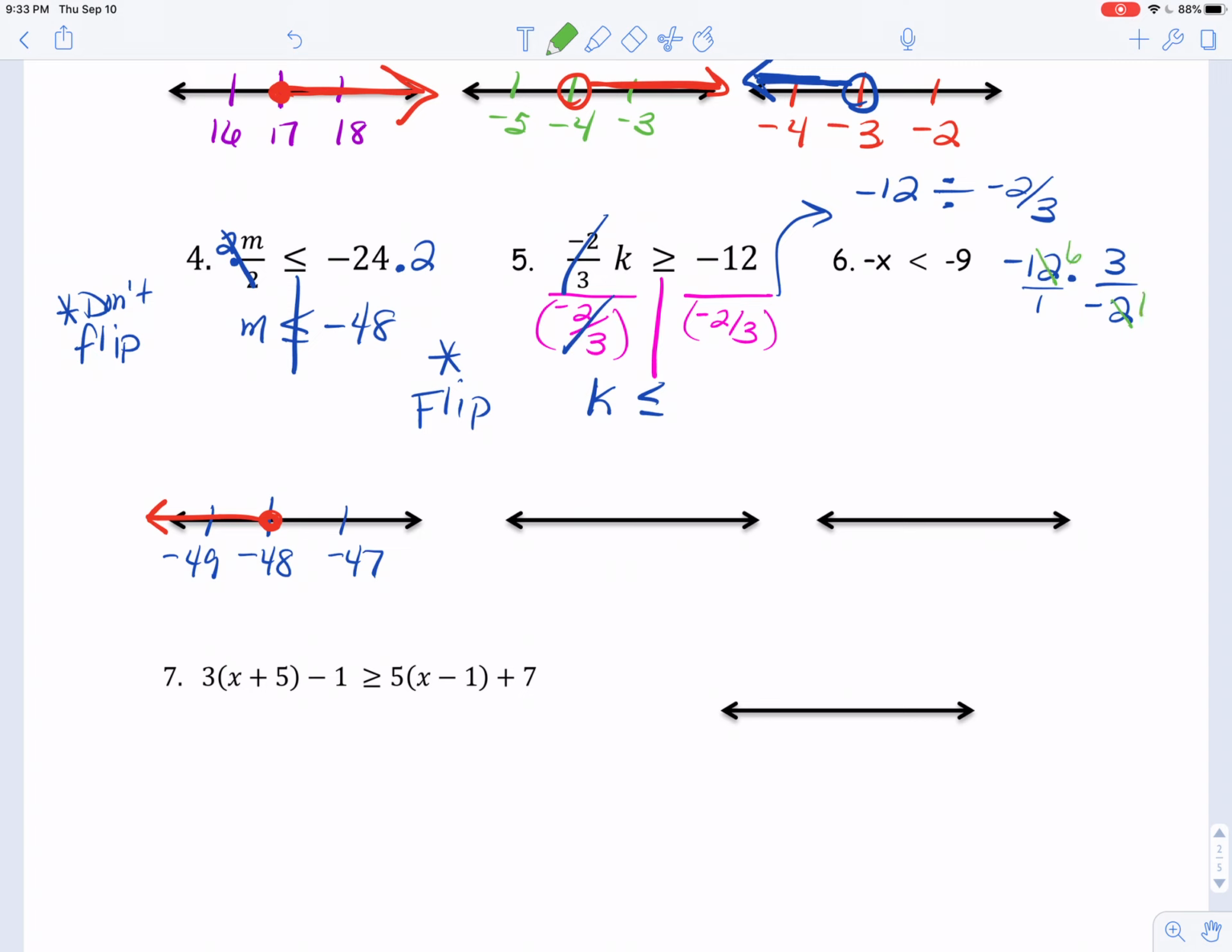And so now we can multiply that, and we get negative 18 over negative 1, which is going to give me positive 18. So remember, dividing by a fraction is the same thing as multiplying by its reciprocal.